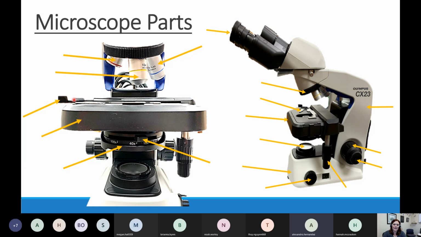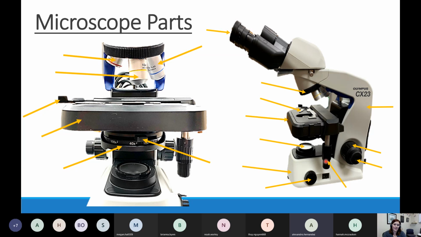It's a little bit harder to see, but this is the little lever you push on to open it up so that you can put the slide in place. So the stage clip holds that slide in place on top of the mechanical stage, which is where the slide rests, and we can use those stage adjustment knobs to move it forward, backward, left, and right.